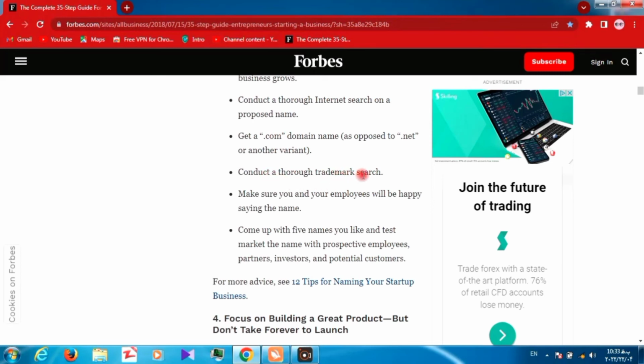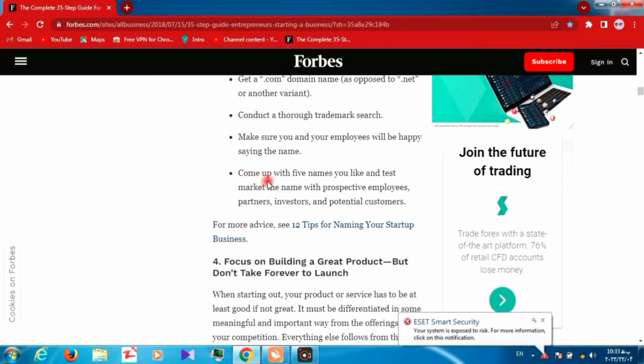Conduct a thorough trademark search. So the logo of your business, the trademark of your business, should be specific and should be prior. Make sure you and your employees will be happy saying the name. When you have that name, you should be proud of it. If you're proud, then that is a great name. But if you're embarrassed by that name, never use it.